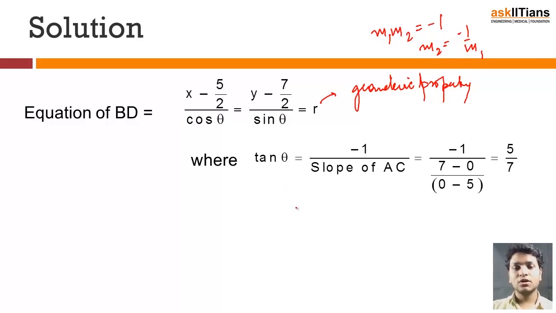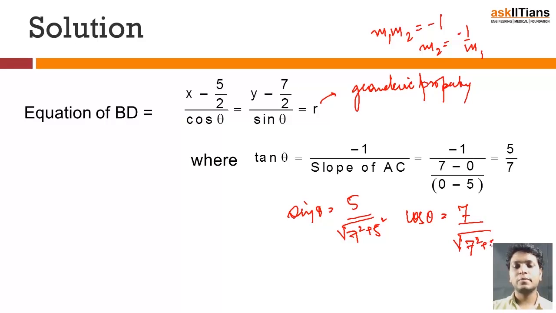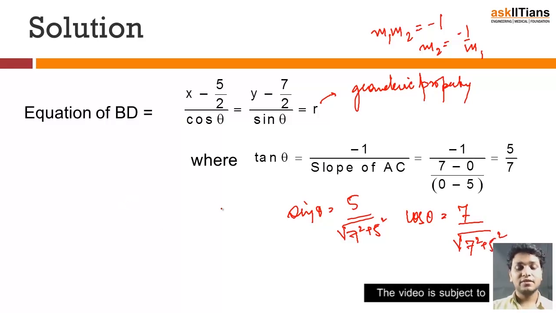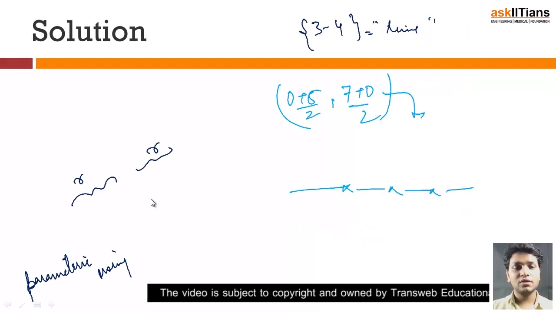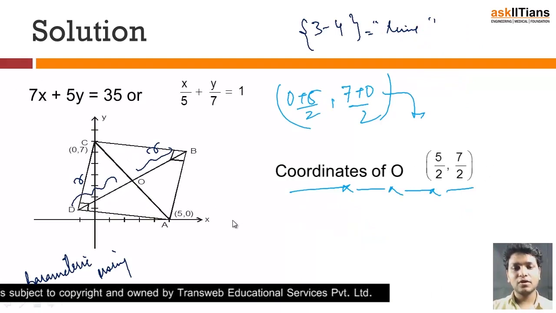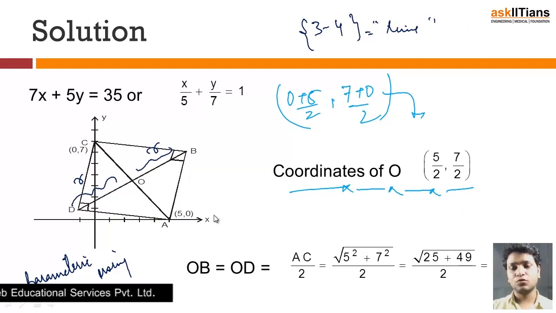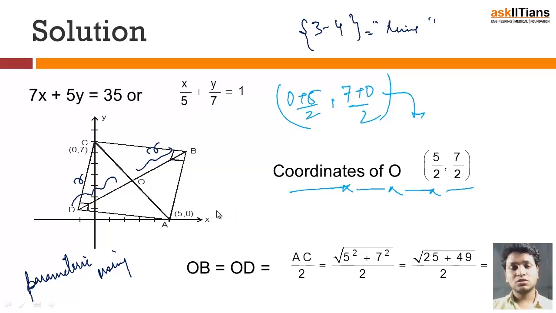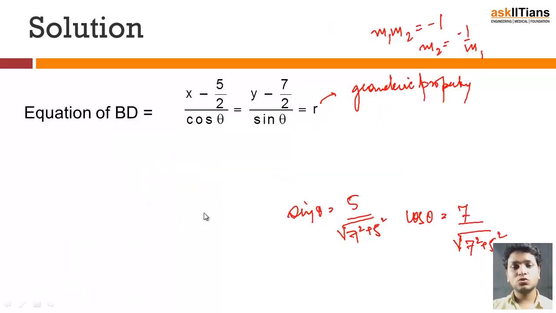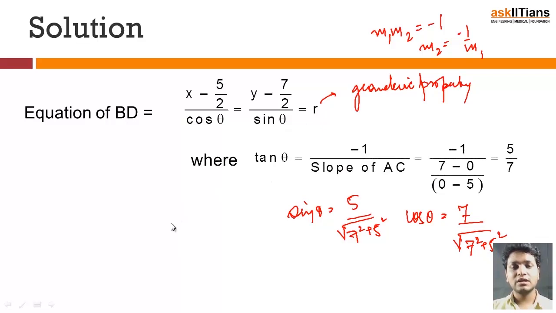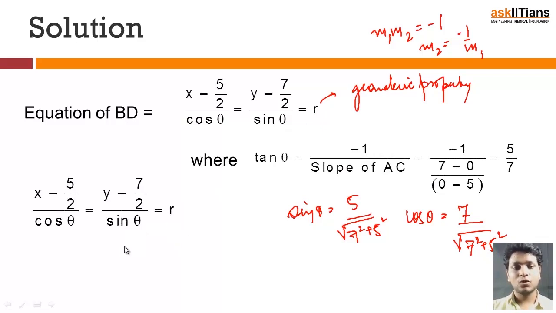So once tan theta is found, sin theta will be nothing but 5 upon root over 7 square plus 5 square, and cos theta will be nothing but 7 over root over 7 square plus 5 square. The value of R we have calculated from the previous one, and that value of R is root 74 by 2. So I can use this value over there. So this is nothing but root 74 by 2, the value of R. So sin theta and cos theta have been found out by us.